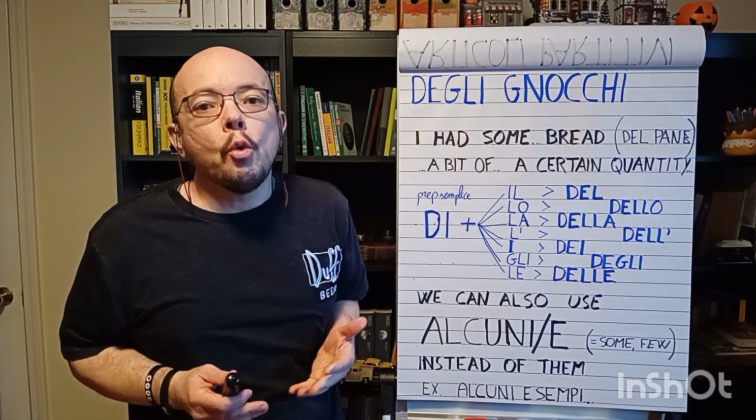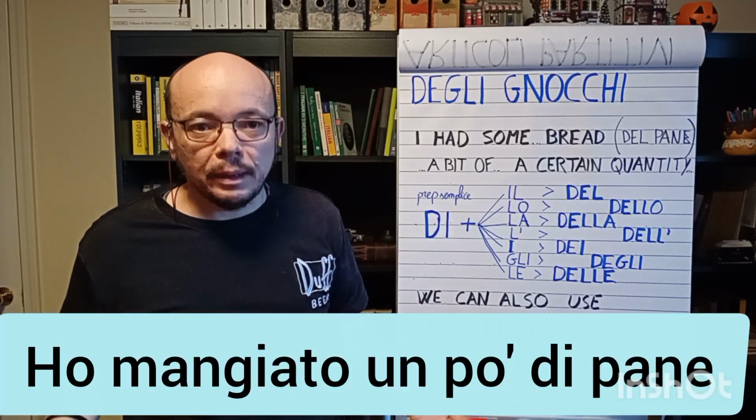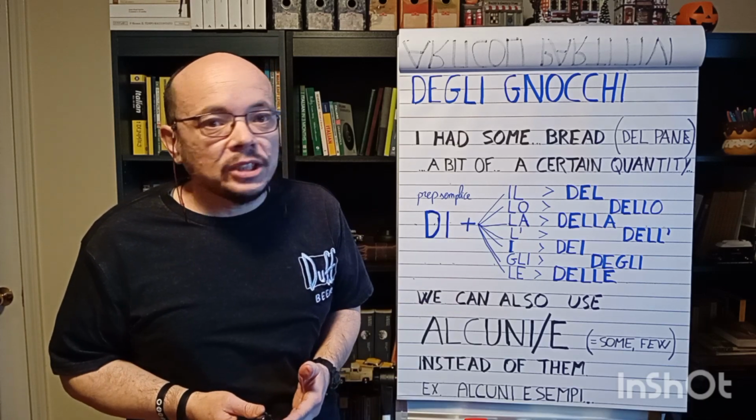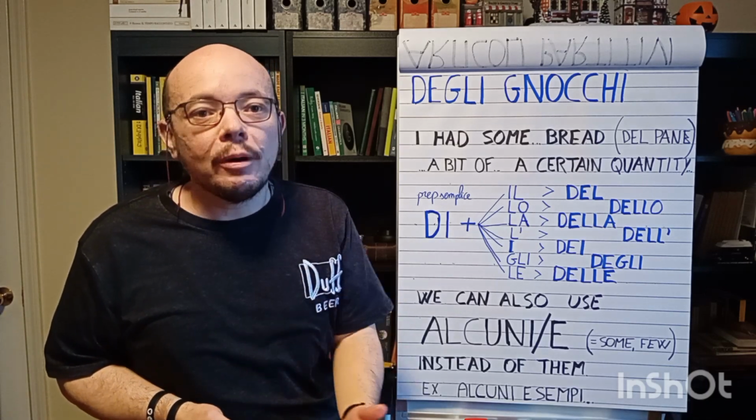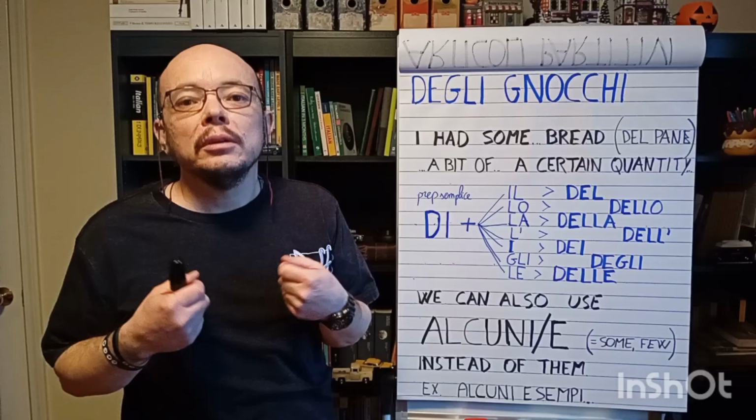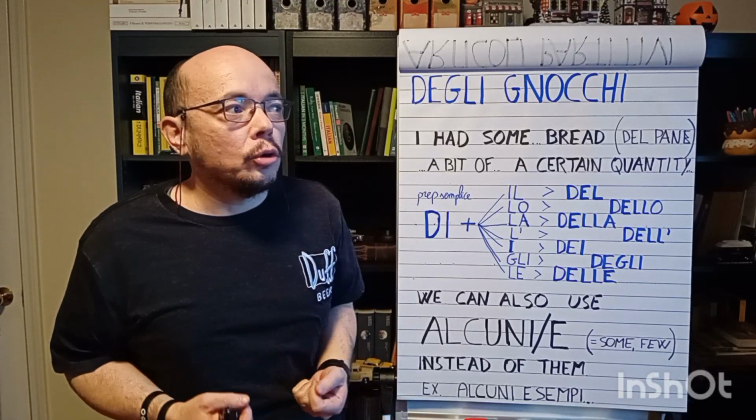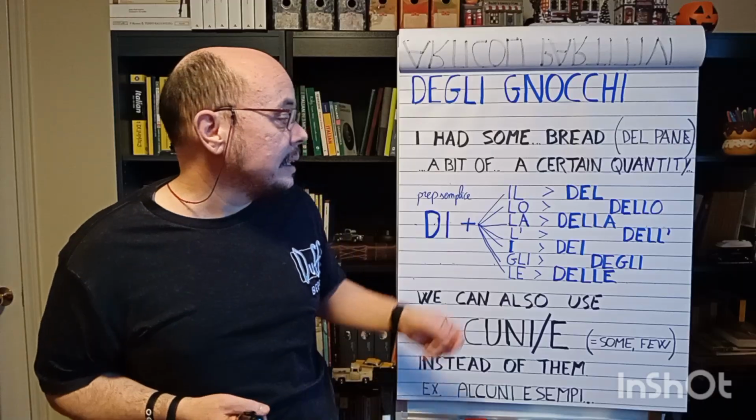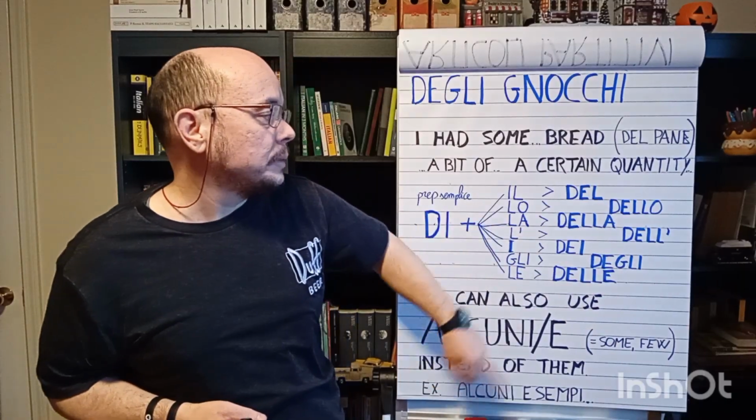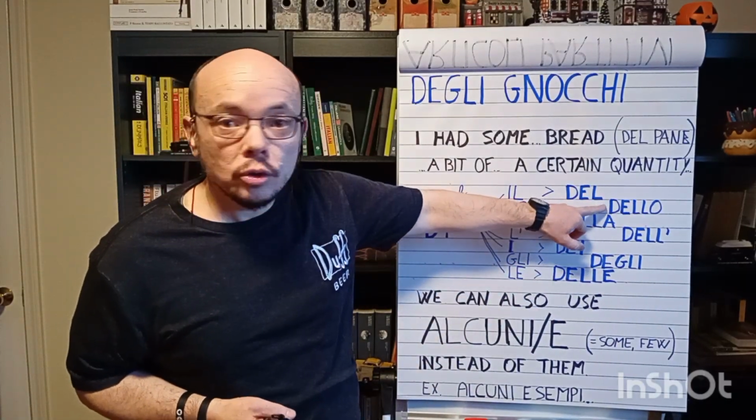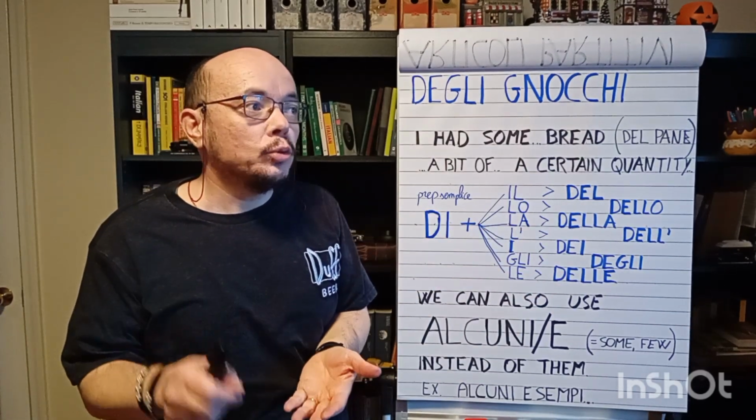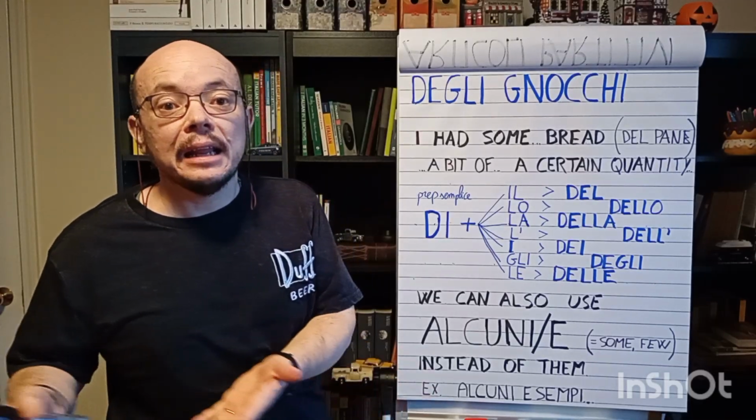You can say ho mangiato un po' di pane, ho bevuto un po' d'acqua, or even better, why not? Ho bevuto dell'acqua, ho mangiato del pane, ho mangiato della frutta, ho condito l'insalata con dell'olio, con dell'aceto, con del sale, okay? Del sale, dell'olio, dell'aceto, del pane, dello zucchero, della marmellata. Ho preso delle cucchiaiate di marmellata, ho mangiato della marmellata.